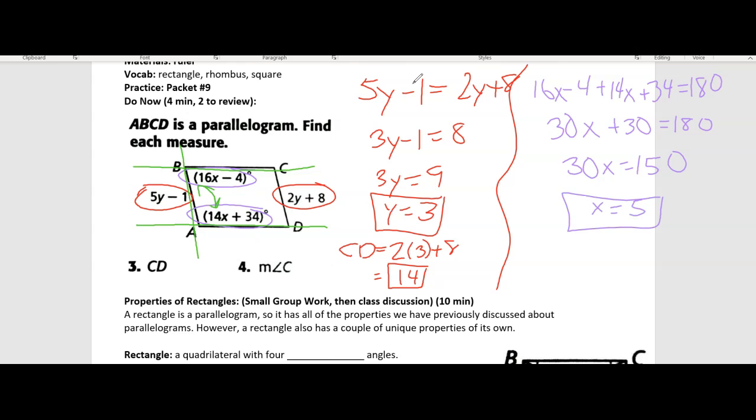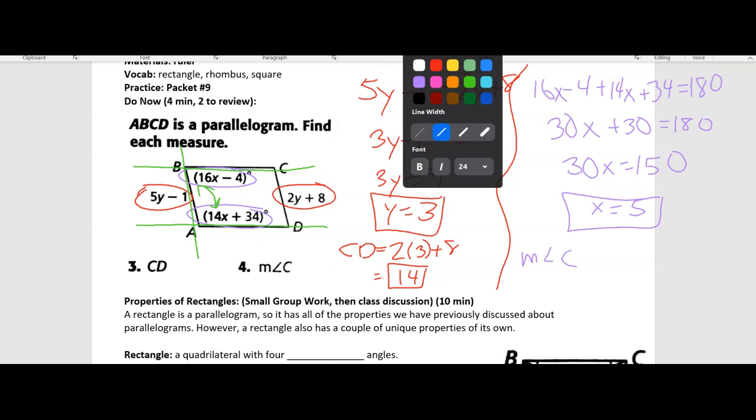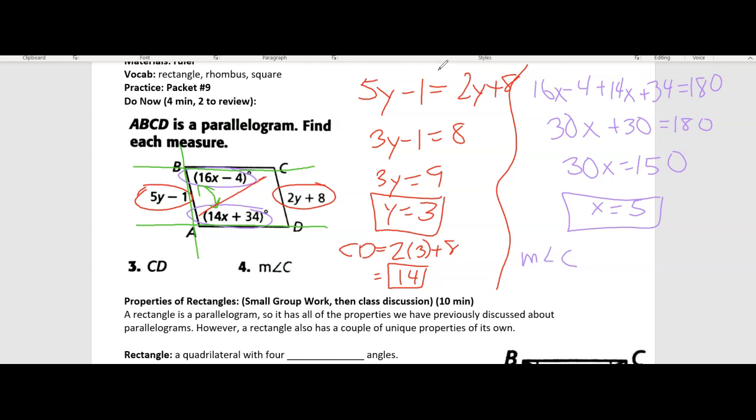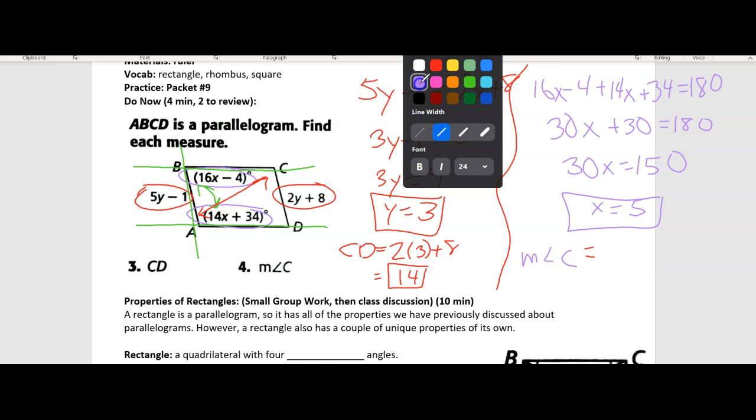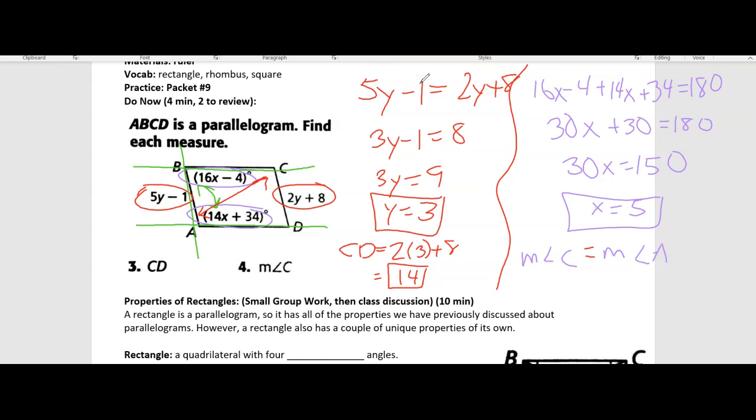Now again, I'm finding the measurement of angle C, and I know that in a parallelogram, opposite angles are congruent. So the measurement of angle C is equal to the measurement of angle A. So the measurement of angle C is equal to 14x plus 34, or 14 times 5, plus 34. That's going to be 70 plus 34, which is equal to 104 degrees. So just a little review problem dealing with the different properties of parallelograms.